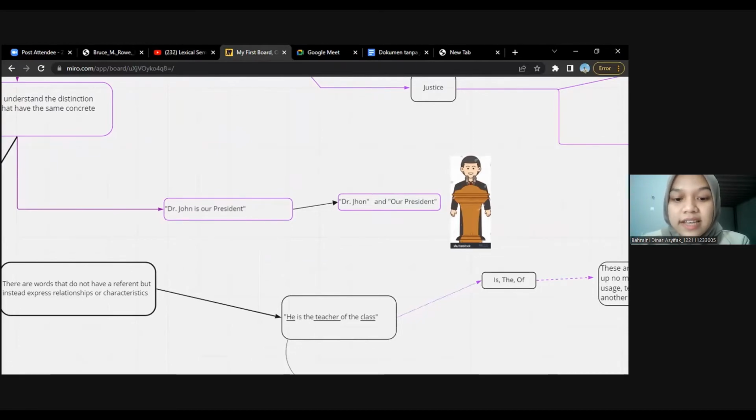It is not like saying Dr. John is Dr. John or our president is our president. Sentences like this also illustrate another distinction in semantics which occurs between reference and meaning. While both of the phrases above have the same referent, they do not have the same meaning.